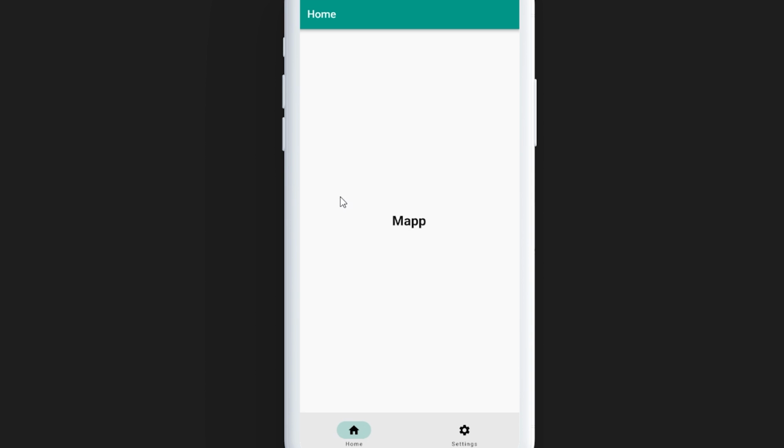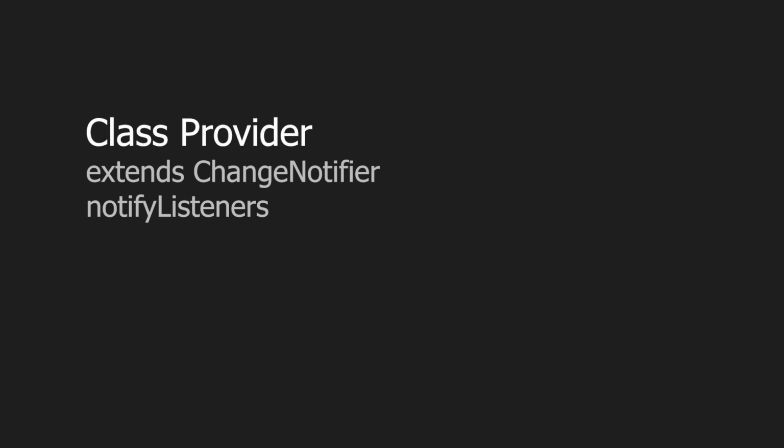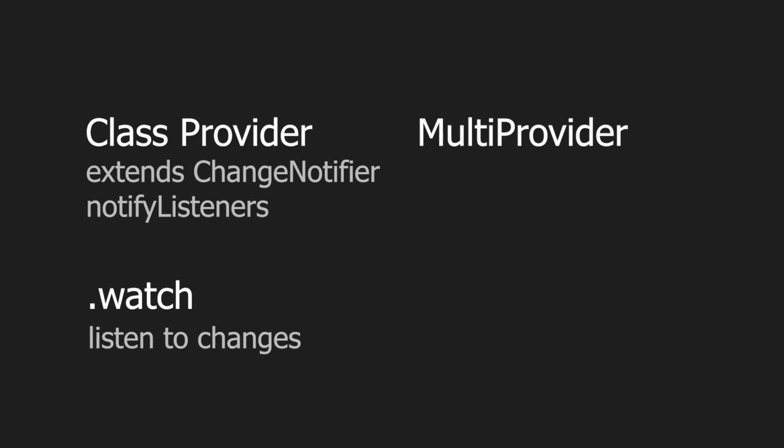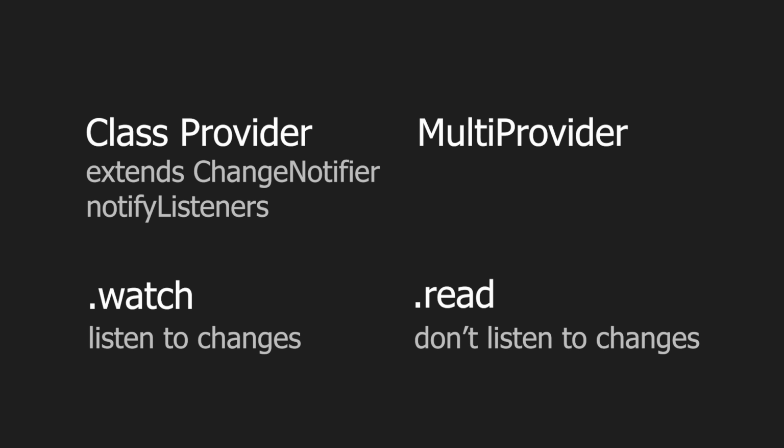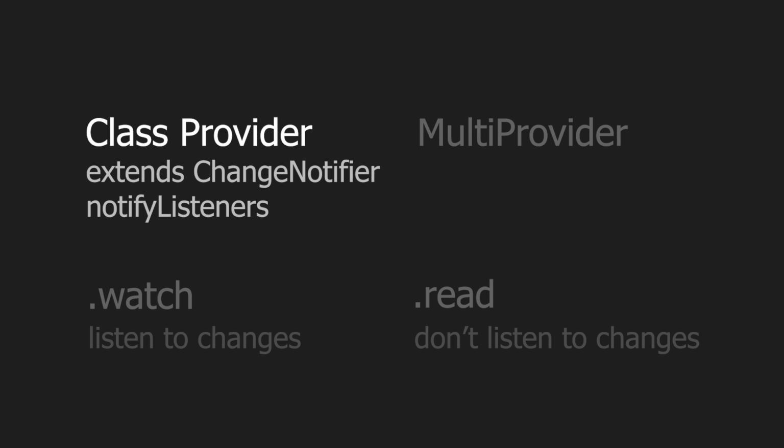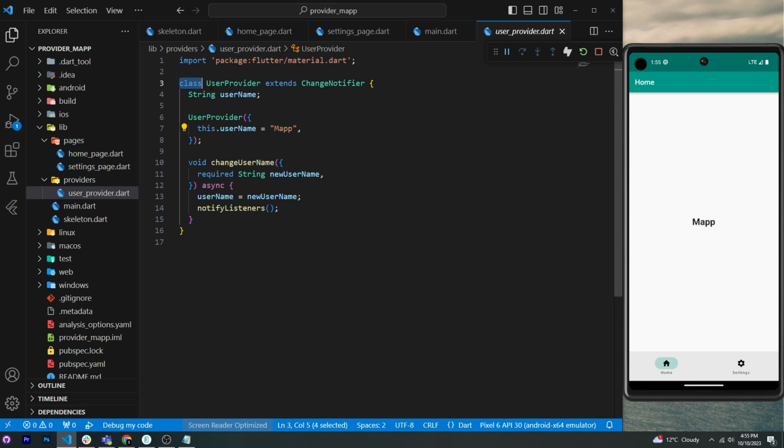In order to build this, we will need 4 things: the class provider, the MultiProvider, the watch, and the read. So we will do all of these step by step together. First, let's start with the class of provider. We will start with a simple class that extends the ChangeNotifier. Inside this class, we will have a simple string username. And we have also a function that changes this username value.